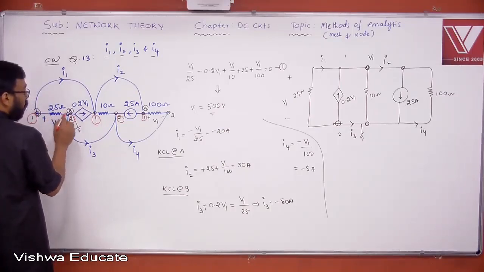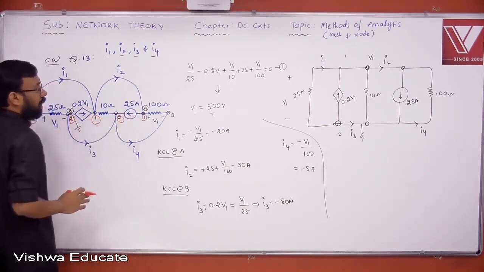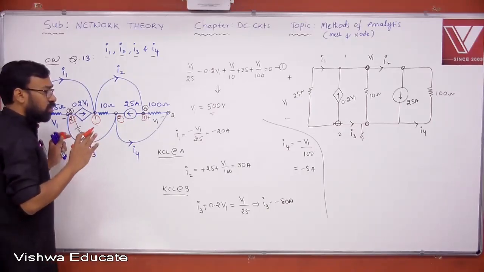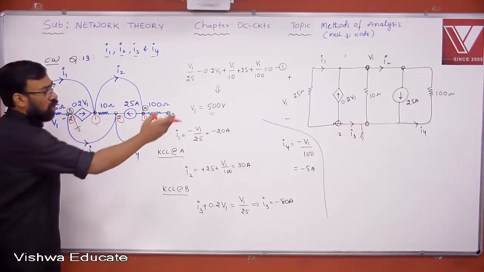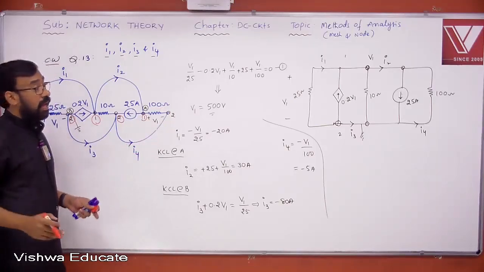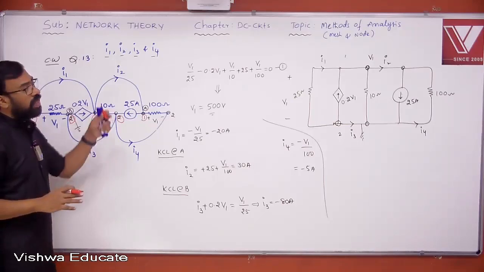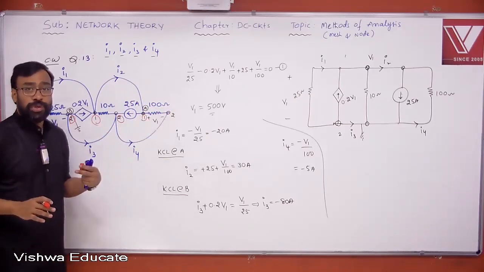This is between 1 and 2, 1 and 2, 1 and 2. All elements are sharing a common pair of nodes. That itself shows that they are in parallel. There is no need to construct. I have constructed that only to make you understand clearly. And next time onwards, when you come across this kind of network, you must be in a position to do it without redrawing the network.